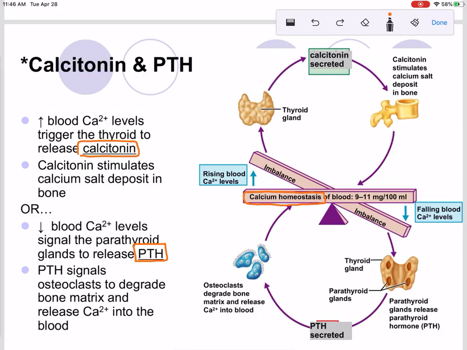So here we have calcium homeostasis, nice and level, what it should look like. Look at that. But what if we have too much calcium? If we have too much calcium, we're going to release calcitonin. So calcitonin is released when blood calcium is too high. When calcitonin is released, it's going to stimulate osteoclasts. If blood calcium is too high, osteoclasts break down bone.